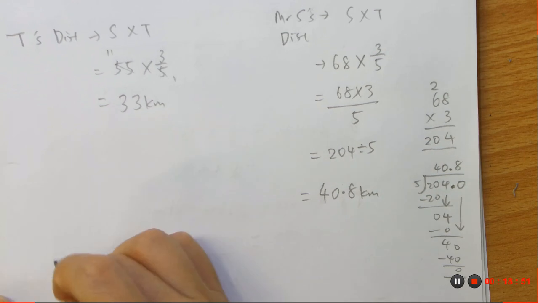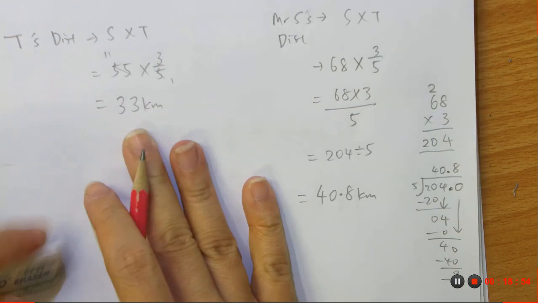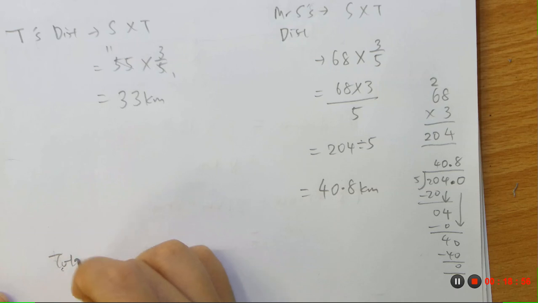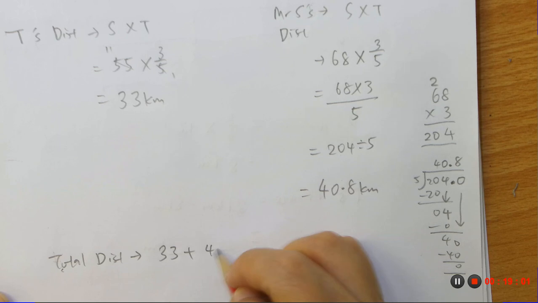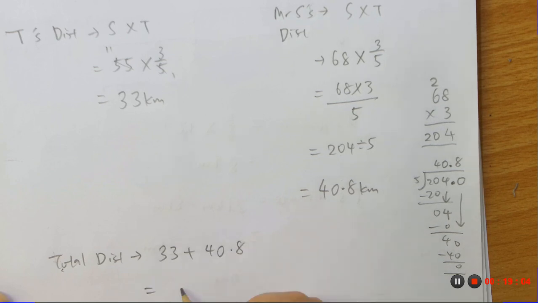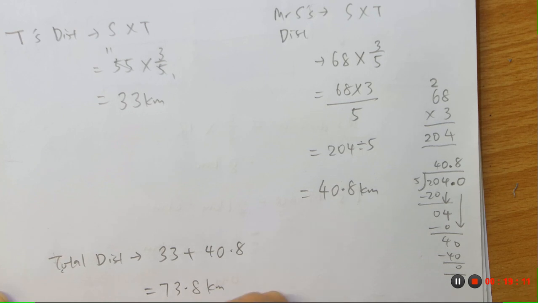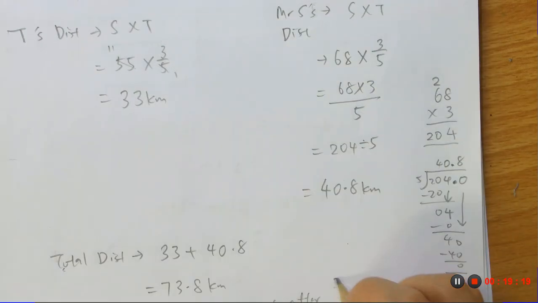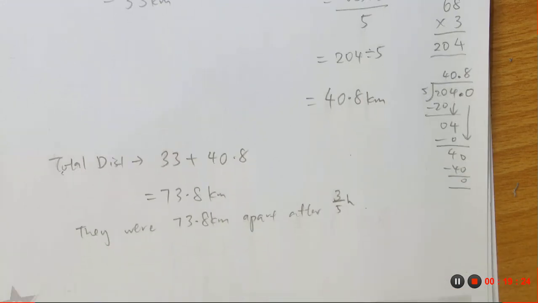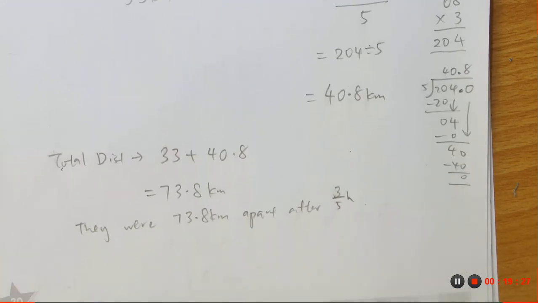Okay, so how far they were apart, that will be the total distance. 33 kilometers plus 40.8 kilometers, they will give you 73.8 kilometers. They were 73.8 kilometers apart after 3/5 of an hour. Is that okay? May I know how many of us get this right?